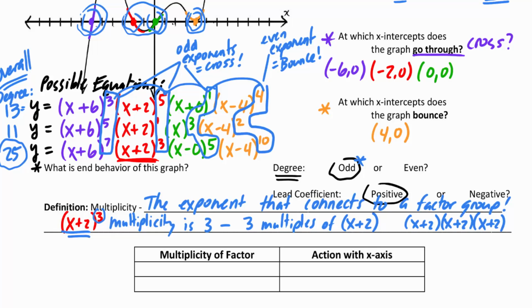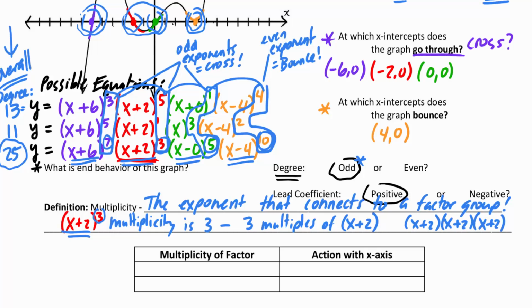There is a reason we give names to certain exponents. This is how many multiples of that factor group I have. So back in that last equation, I have 7 multiples of x plus 6, 3 multiples of x plus 2, 5 multiples of x, which is the same thing as x plus 0, or just x minus 0, or just x. And then I have 10 multiples of this x minus 4 factor, that group. So multiplicities are the little exponents that tell you if you bounce or cross. Multiplicities add up to the overall degree.